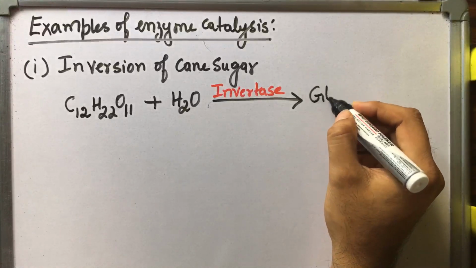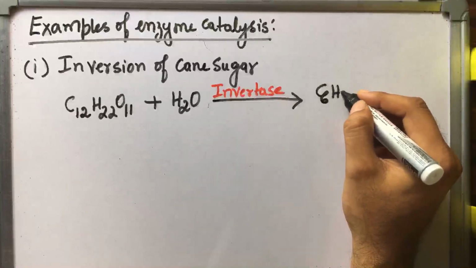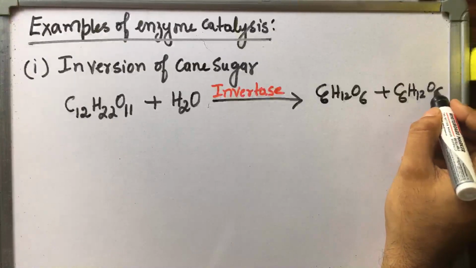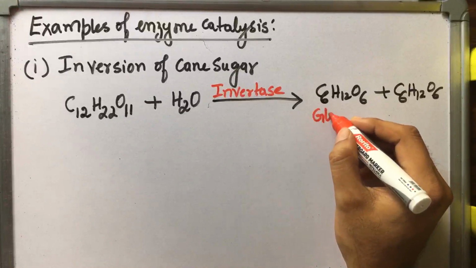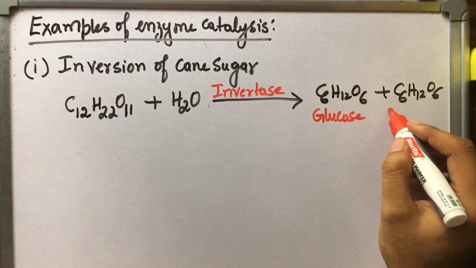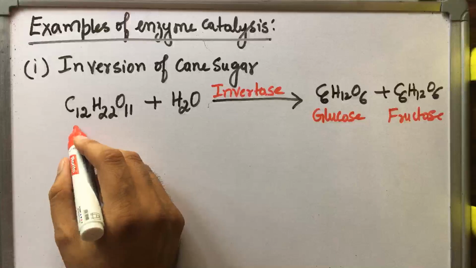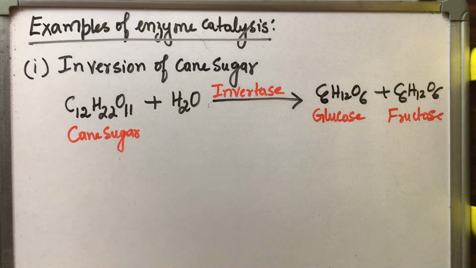Let me write the formula, students. C6H12O6, this is glucose, and another molecule, C6H12O6, the second molecule is called fructose, and this is cane sugar. Inversion of cane sugar in the presence of the enzyme invertase takes place. Biology students might have studied this.